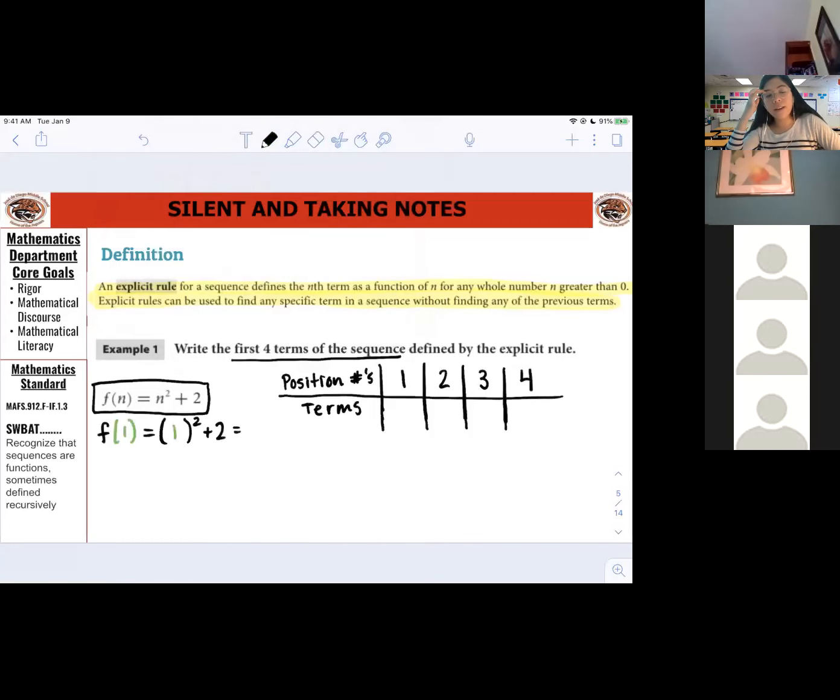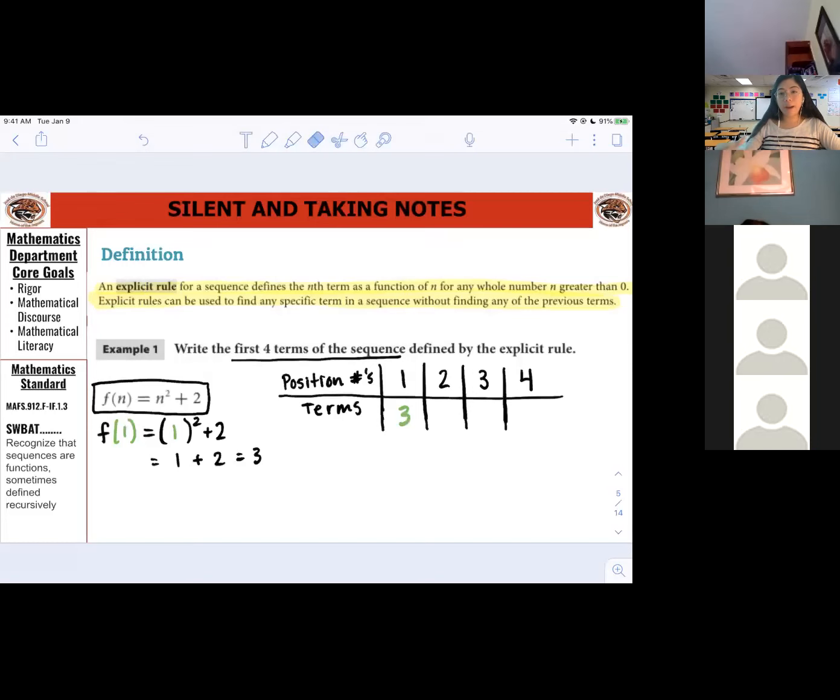And once I have that in, I'm going to evaluate it. So 1 squared, 1 to the power of 2, gives me what? 1, because 1 times 1 is just 1. So now I have f of 1 is 1 plus 2. And what's 1 plus 2? 3. So my first term in the sequence is 3.